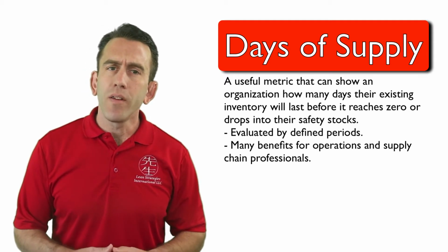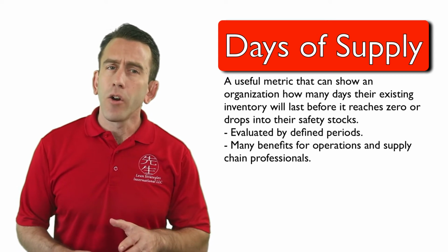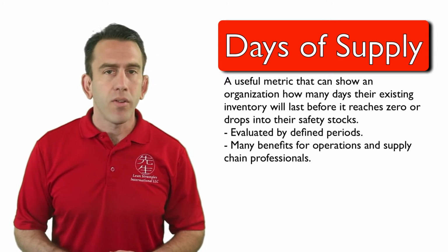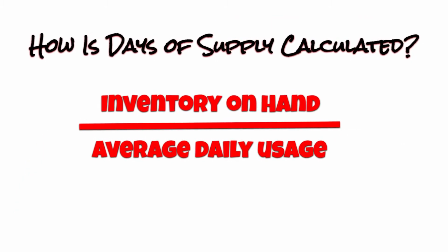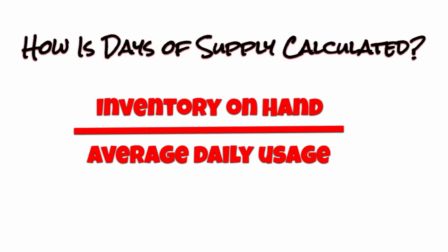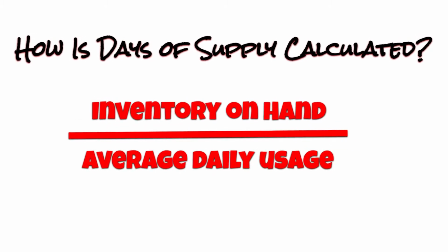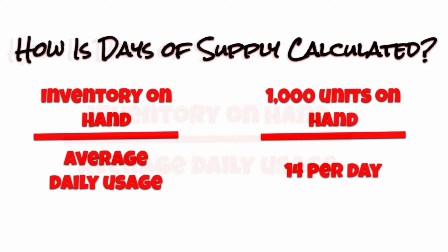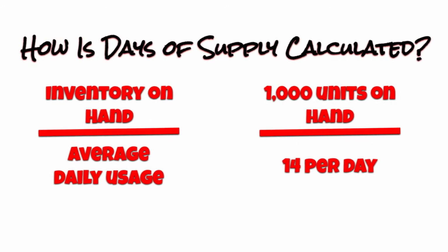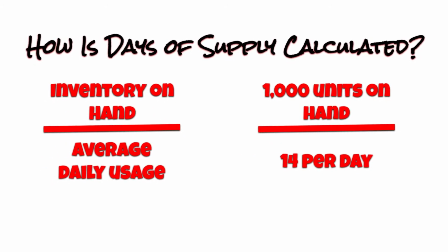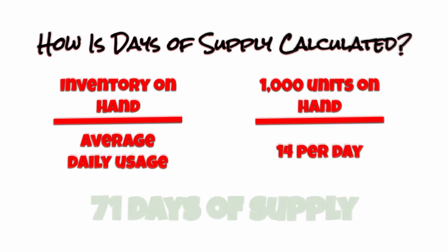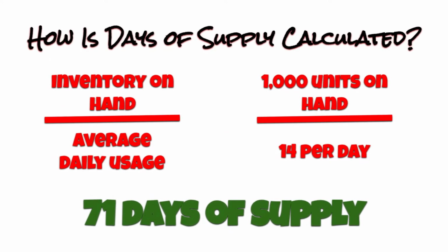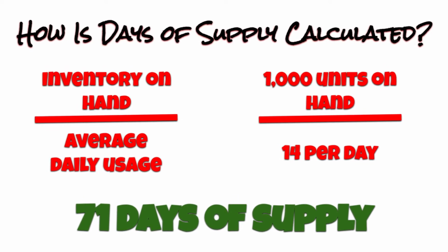Now that we know what days of supply is, let's look at this metric and how it is calculated. Days of supply is calculated by dividing your inventory on hand by the average daily usage. For example, if your organization has 1,000 units on hand and you are using, on average, 14 per day, you would have 71 days of supply left in inventory. And that's it, days of supply.